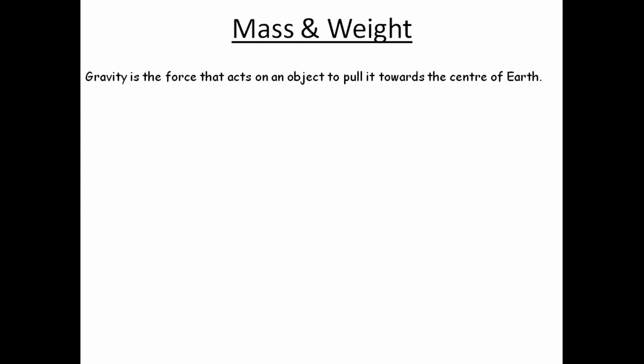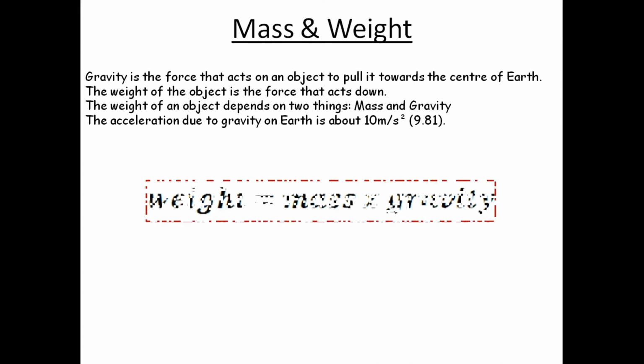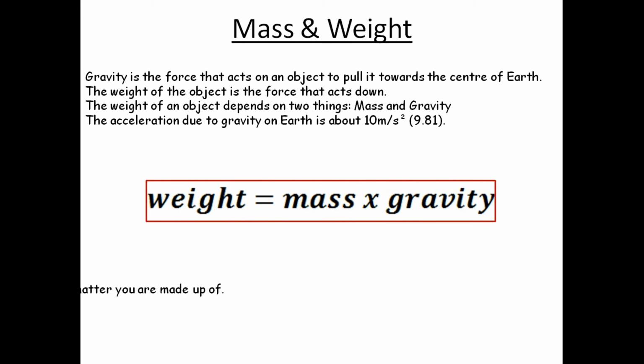Gravity is the force that acts on an object to pull it towards the center of Earth. The weight of the object is the force that acts down. The weight of an object depends on two things, mass and gravity. The acceleration due to gravity on Earth is about 10 meters per second squared. Really it's 9.81. So weight equals mass multiplied by gravity.